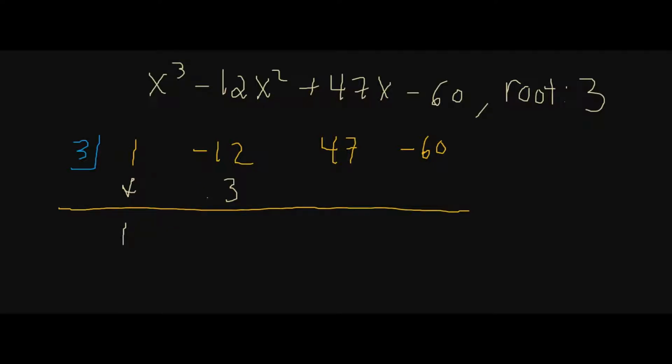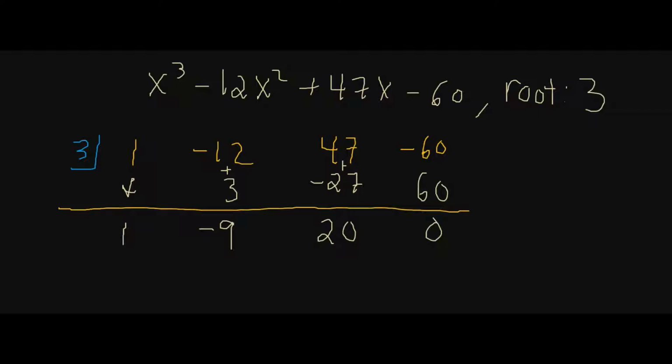And all we do is pretty straightforward. Just add. Well, what's negative 12 plus 3? Well, that's negative 9. And now what's 3 times negative 9? Well, that's negative 27. Now we just add this over here, right? And we're going to get 20. Right, so what's 3 times 20? Well, that's 60, which goes over here. So we're going to put 60, and that's 0.